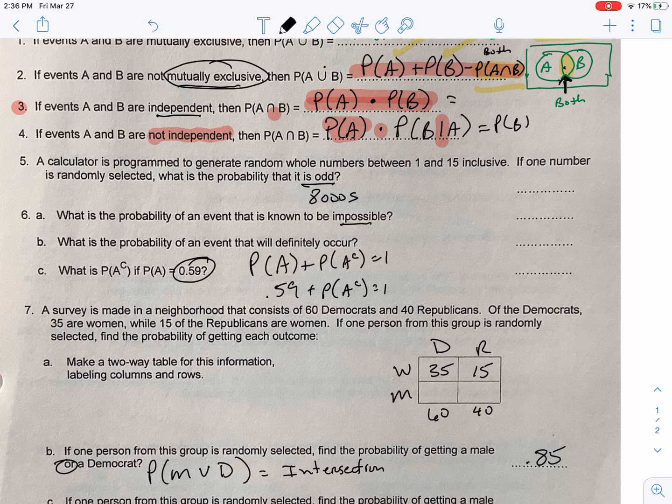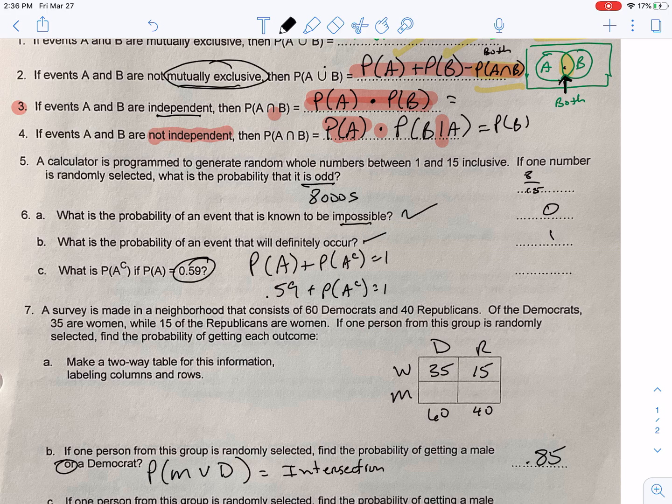Now, number 5. A calculator, so basically you have numbers 1 through 15. I want an odd number. There are 8 odds, so that's 8 out of 15. So whatever decimal that is. Something that will never occur has a probability of 0. Something that will always occur is a probability of 1.